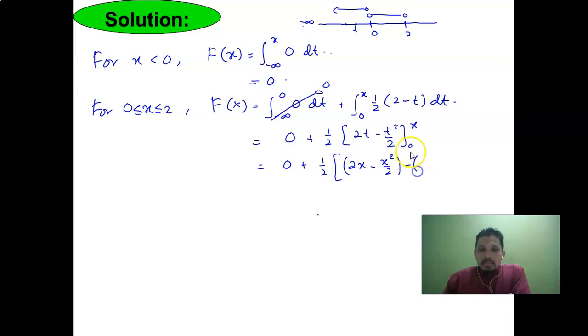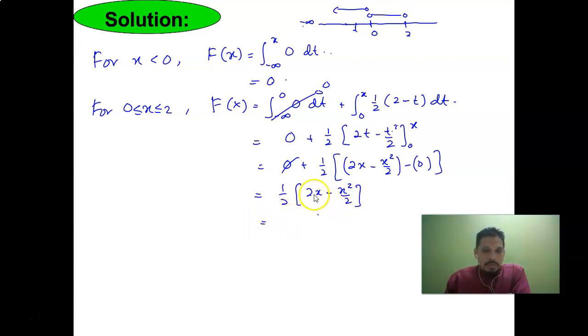Minus, okay, substitute these two t's with 0. 0 and 0 equal to 0. So then we may ignore this, it's a 0. Okay, it is 1 over 2, then 2x minus x squared over 2.